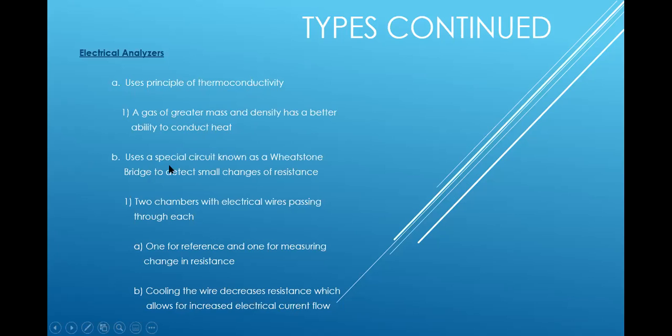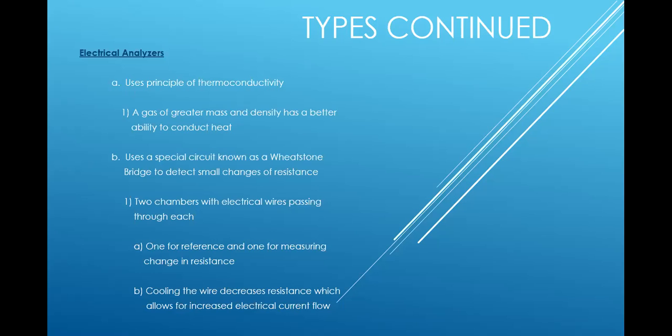All right. It uses a special circuit known as a Wheatstone bridge. Underline that. The Wheatstone bridge is a very high-yield name you'll probably see on a test question. A Wheatstone bridge is an example of an electrical analyzer, right? It uses a circuit known as the Wheatstone bridge to detect small changes of resistance.